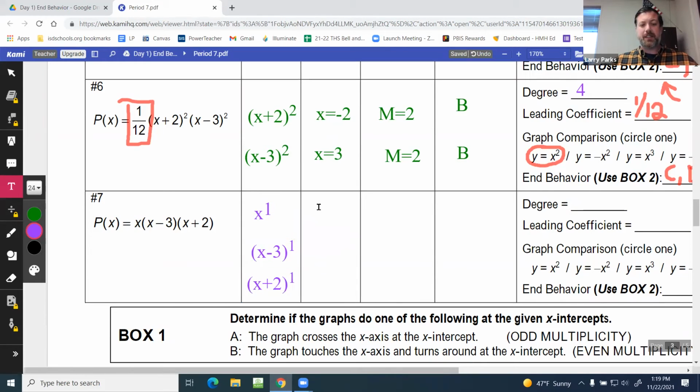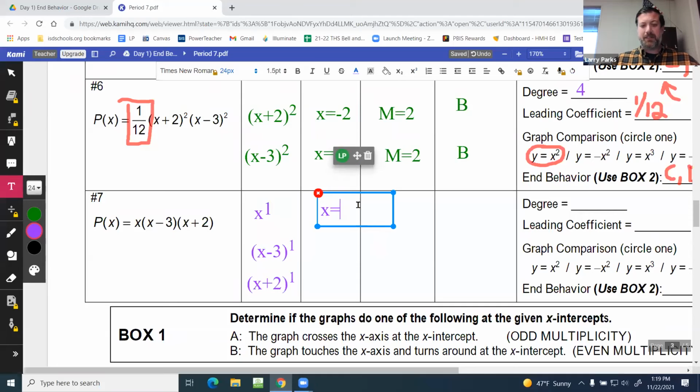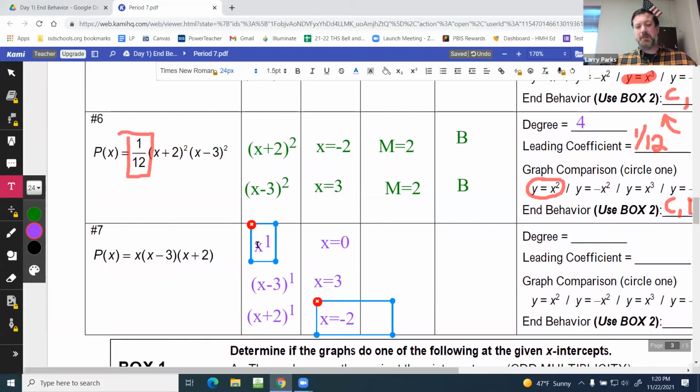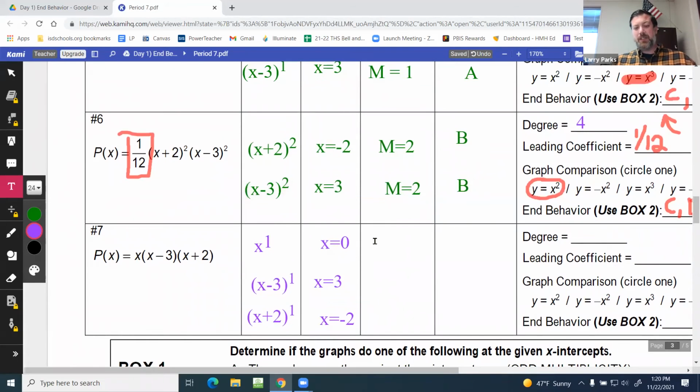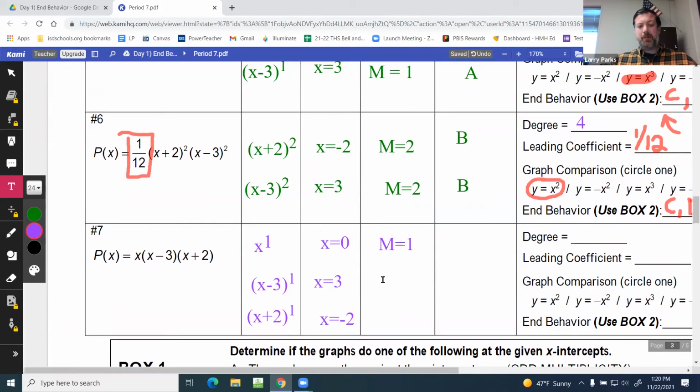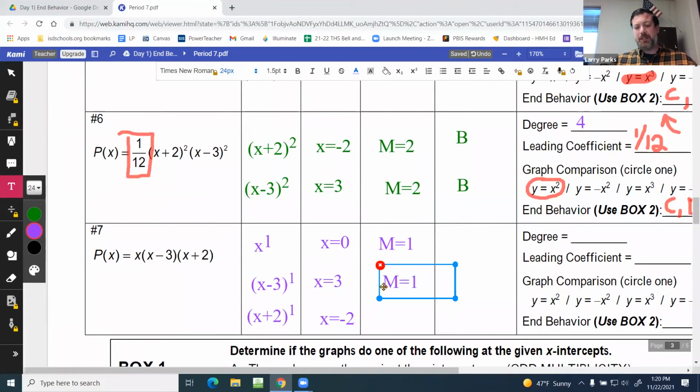What's the solution for x to the 1? Remember, that's x equals 0. For x minus 3, the solution would be x equals 3. And for x plus 2, the solution is -2. Now remember, multiplicity, we would call that 1 because it happens one time. For each, multiplicity 1, and that happens once.